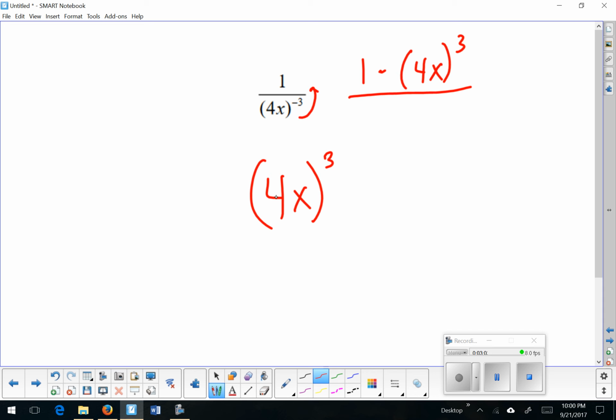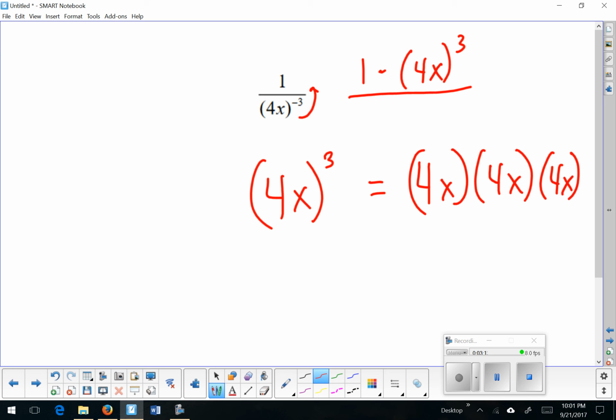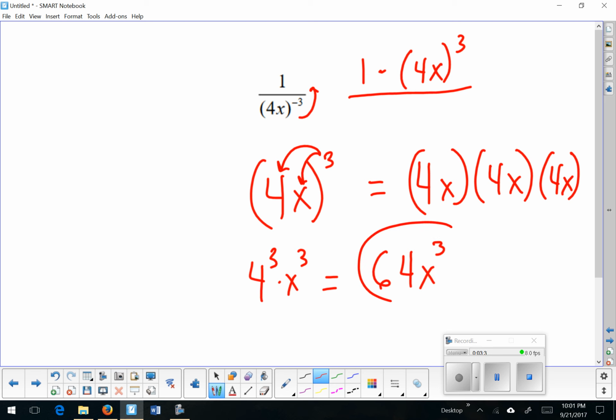So when you cube a quantity, technically what it means is I have 3 of these bases. So not only am I cubing the x, but I'm also cubing the 4. So you can multiply it here by writing it out the long way, or you can simply distribute this power of 3 to both of the powers here. So 4 to the third times x to the third is 64x to the third. Let's take a look at another example.